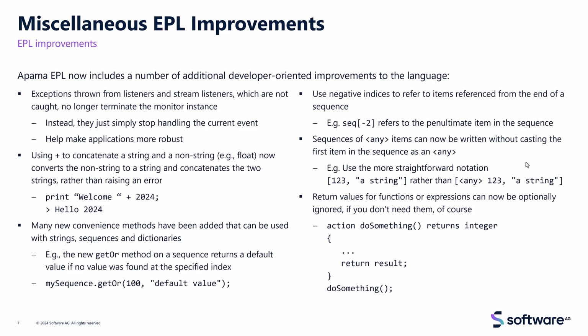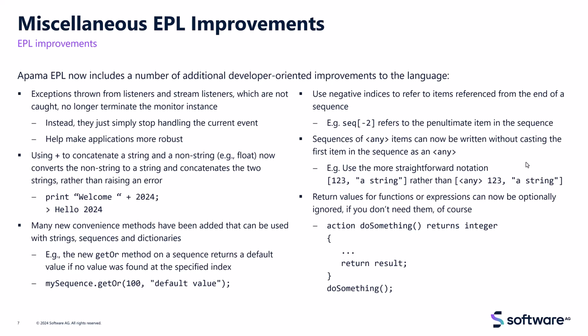If you're using sequences, you can now use negative indices to reference items from the end of a sequence. So a -2 index refers to the penultimate item in that sequence. If you're creating sequences of any, there was a slight quirk in the past where you had to cast the first item as an any to indicate that the sequence was to be constructed of anys. You now don't need to do that. You can now just use the data types without forcing the casting of the first item to be an any.